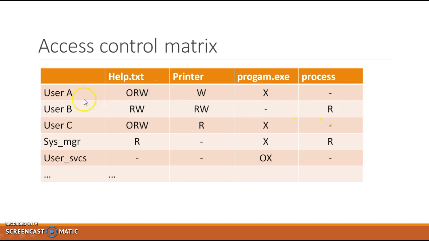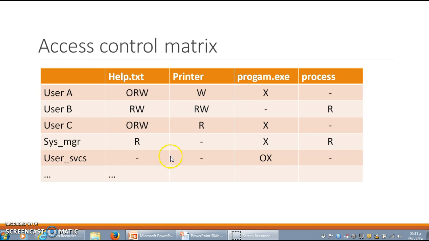Here you can see user A cannot run this process, because he has no right, while user B can run this process. And similarly, you can see below, user C cannot. The system manager has a read right for a specific process, and user SVCS has no right on that one. You can see here the user SVCS process.